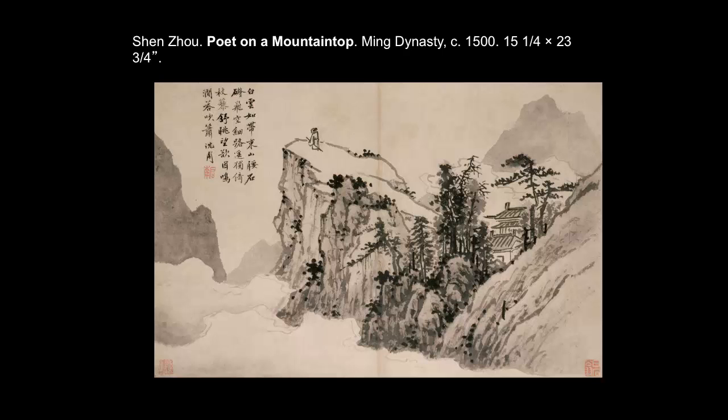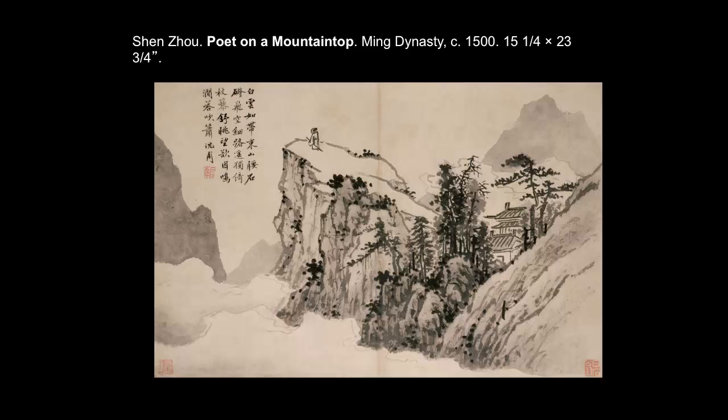The scene is intended to capture the mood of the poem, which is written on the left side of the hand scroll. And it's almost like a thought bubble that you would find in a modern day cartoon. There is a translation of the poem in your Stokstad textbook, if you're interested, on page 218.